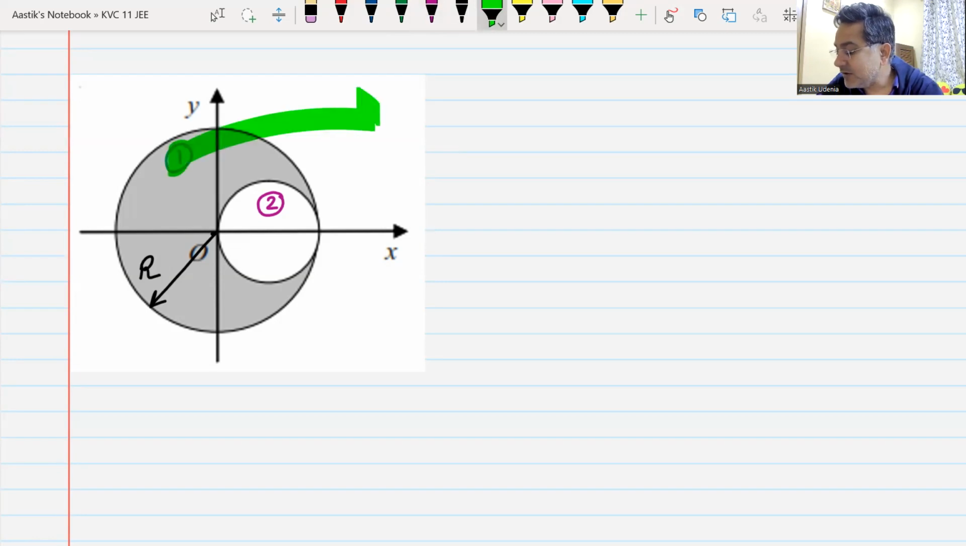How can I find the area of this body, which is a complete disk? Sorry, not area. How will I find the mass of this body? Because I will need mass m1. How will I find the value of m1? Into area, sir. Rho multiplied by area. What is rho?